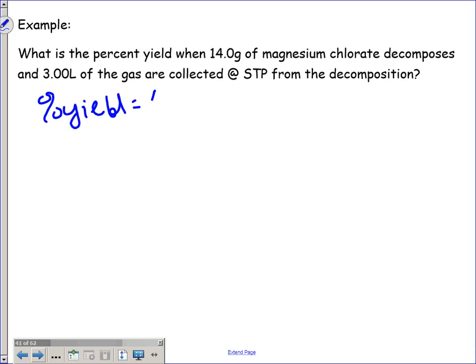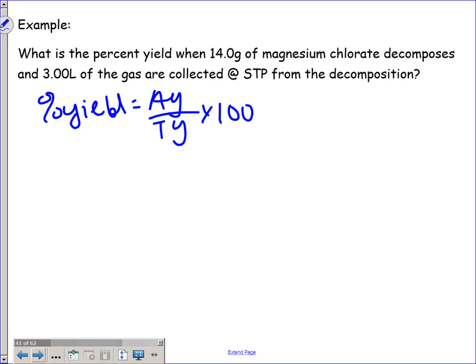Okay, write that down for yourself. Percent yield is actual yield over theoretical yield times 100, right? Percents are always times 100. When, and let's kind of just process this first, 14 grams of magnesium chlorate decomposed and 3 liters of the gas are collected at STP from decomposition.